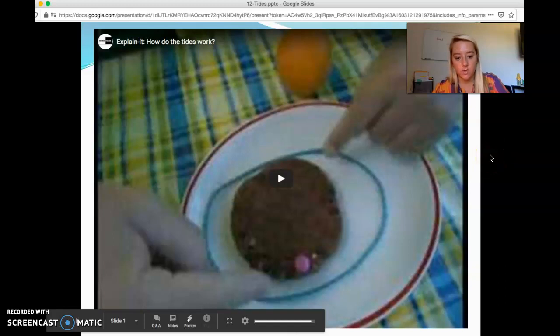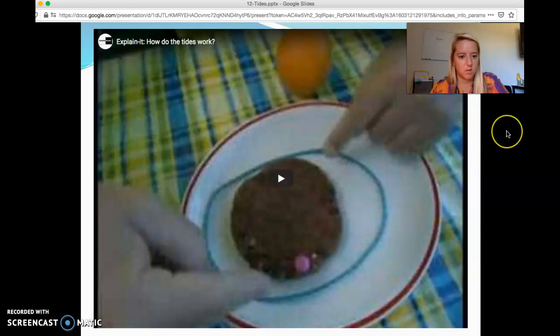A nice British fellow explains the tides and the earth using an orange, a string, an M&M, and a cookie, which he calls a biscuit. It's about 4 minutes long maybe, but it's definitely worth watching at least once, possibly twice. It really helps explain kind of how the tides are formed, what celestial bodies are involved, and all that good stuff. So check that out.